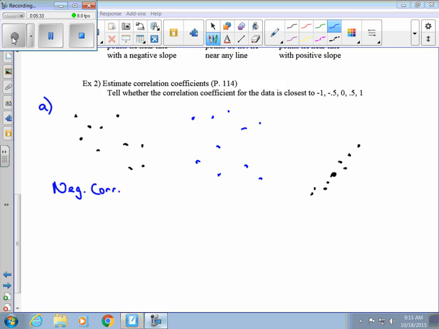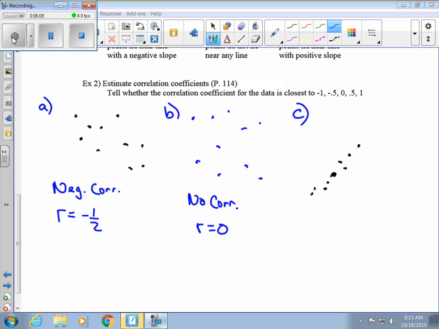But obviously it's not a -1, so it's probably about -1/2. And I think if you look in the book, the actual, they say, is approximately -0.46. So B, obviously there's no pattern here, so this is no correlation, which means that it is 0. And they say that it's actually -0.02, so obviously no correlation there.